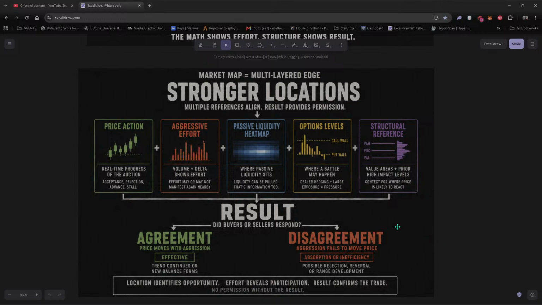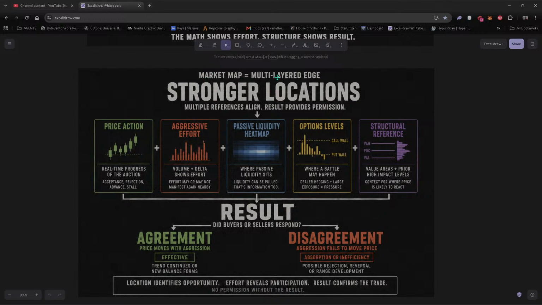That could be where a big battle happens because, like I said, there's dealer hedging, large exposure, a lot of pressure. Options have up to 100x leverage. It's massive. Structural reference: value areas, plus prior impact levels, where events and battles happened in the past. Okay, that's pretty much what that is. It might react there again, might not, never know. So again, back to agreement, disagreement, result.